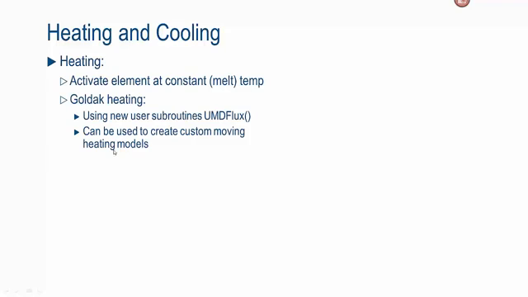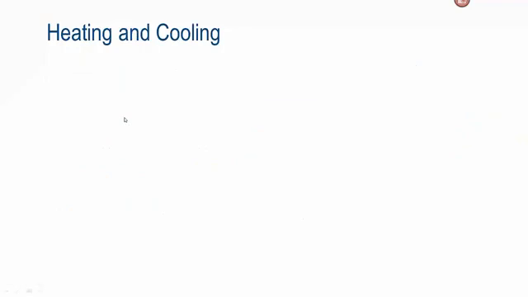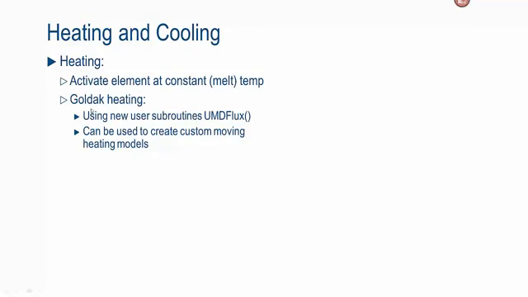On the heating and cooling, as we talked about in the heat transfer, the elements are activated at constant temperature. Actually, what we are listing here are the two separate techniques that are supported. The first item, activating elements at constant temperature to represent the weld torch, was what you had in the original AWI or the current version of the AWI. That is bringing the material to the melt temperature.